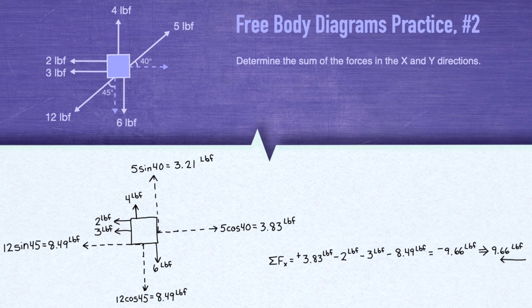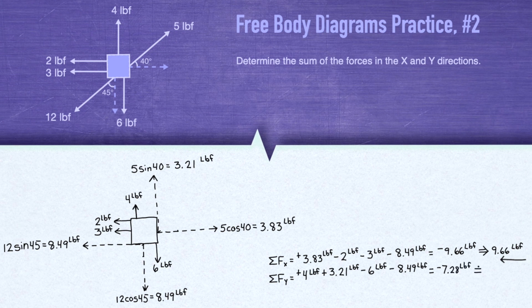Now we're going to do the same thing with the y components, which is up and down. So we'll take the summation of the forces in the y direction equals positive 4 pounds of force plus 3.21 pounds of force, which is what we solved for, minus 6 pounds of force, minus because it's going in the opposite direction, and then minus 8.49 pounds of force. And then that comes out to be negative 7.28 pounds of force.